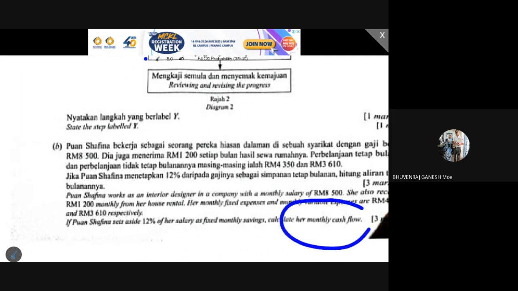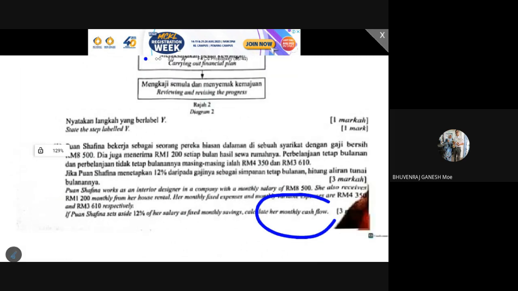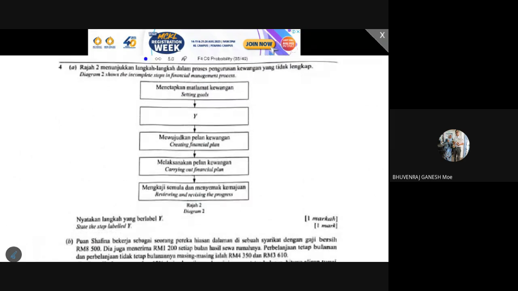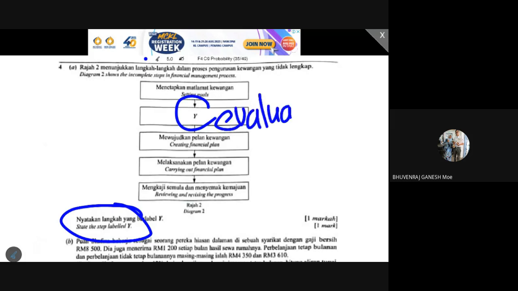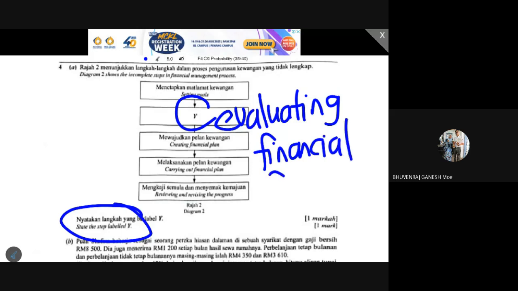Okay, so monthly cash flow. So now, first question, soalan pertama ni adalah fakta sebenarnya. You can get the answer from the textbook. So anyone remember this fact? What is step Y? Apa langkah Y ni? This one is either you know or you don't know. Kamu tahu atau tak tahu saja. Sebab yang ni adalah fakta. Wow, Syamnat, not bad. You remember the step actually. Evaluating financial status. Very good.